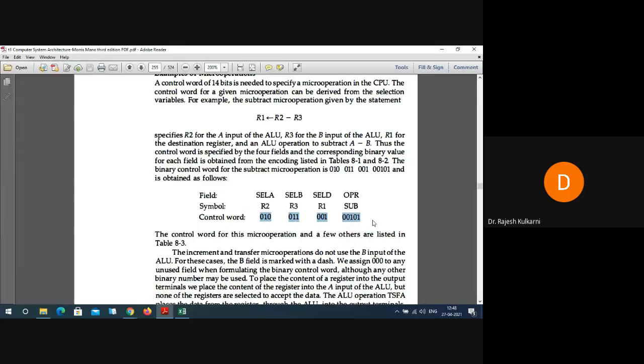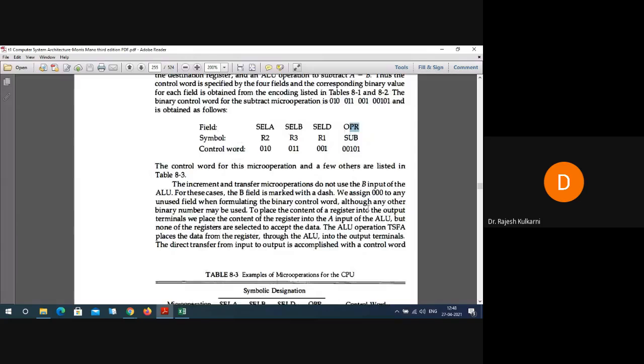So what is the length of this control word? The length of this control word is 14. So out of 14 bits, 3 bits for multiplexer A, 3 bits for multiplexer B, 3 bits for the decoder, and 5 bits are for the operation to be performed.